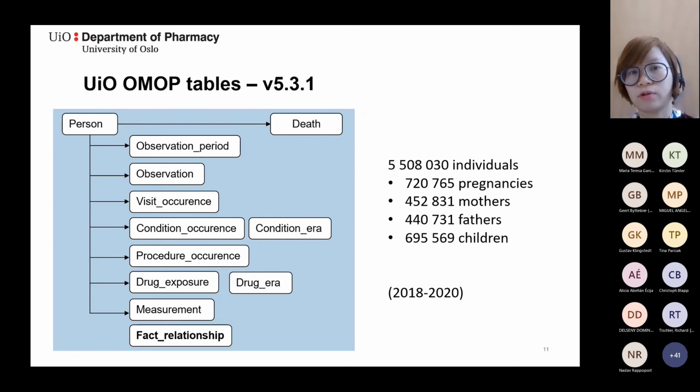Using the current data in our current mapping, our OMOP Common Data Model covers about 5.5 million individuals. Among those, we are able to identify about 700,000 pregnancies, and also we are able to identify mothers, fathers, and children belonging to each pregnancy using a fact relationship table that we created in addition. This is a strength of our data, where we have the mother, father, and child linkage within MBRN. And these numbers are only for 3 years between 2018 and 2020. We expect much more when we have updated data, for example, the one until the end of 2021.